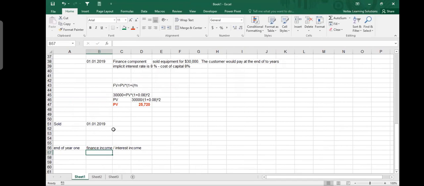So in the beginning, I would debit my receivable. I'm telling the customer that you have 30,000 payable to me, and I will consider it 30,000 and credit my revenue. And revenue, I will take only this one, 25,720. This is what is going to my revenue, 25,720, which is my equipment cost. Are we clear on that?